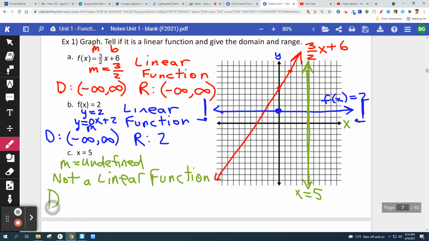Domain. If you squash that thing down onto the x-axis, the only point that's getting covered is right there at 5. X equals 5. Well, that makes sense because that's literally what the equation says. X equals 5. That's the only x. Now the range, though, if you squash that onto the y-axis, it's going to cover up the entire y-axis. That's why in this case, the range is going to be all real numbers.